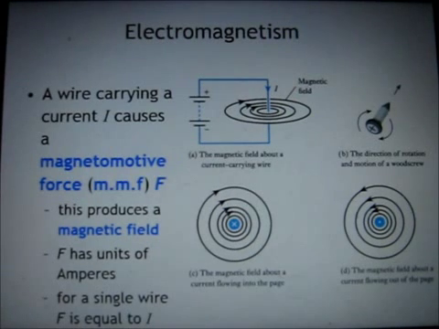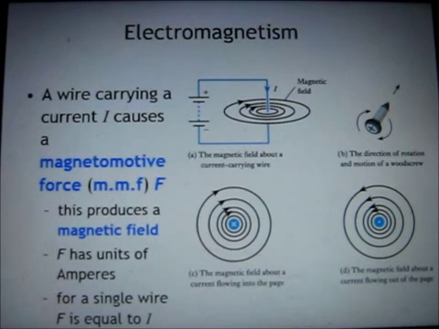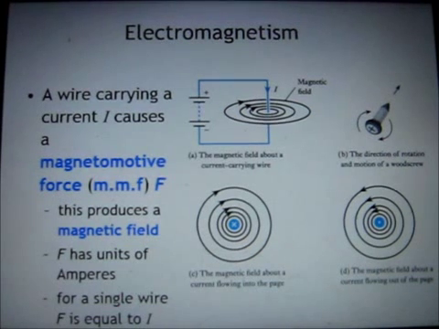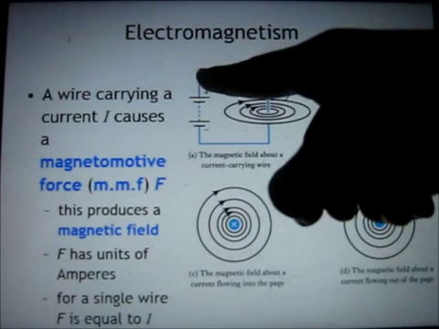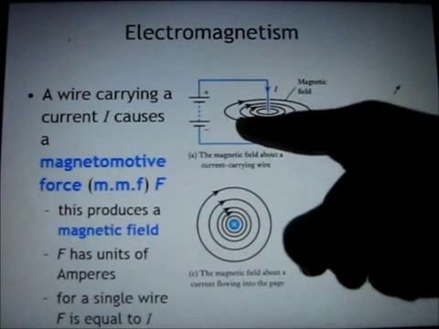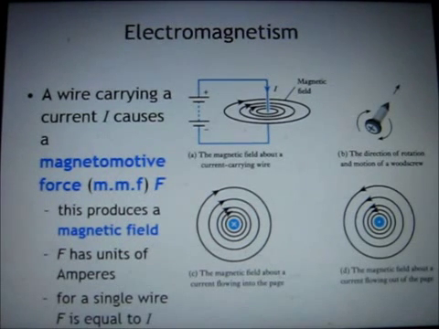First of all, let me review what electromagnetism is. Simply, a wire carrying a current I causes an MMF. This produces a magnetic field. This MMF, magnetomotive force, has units of ampere, and for a single wire F is equal to I. In this case you can see a current carrying conductor with a voltage source applied, and it develops a magnetic field. The direction of the field is given by the right hand screw rule.